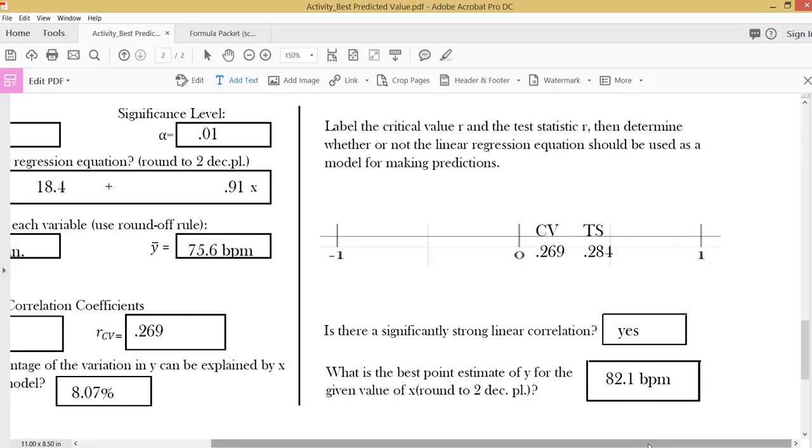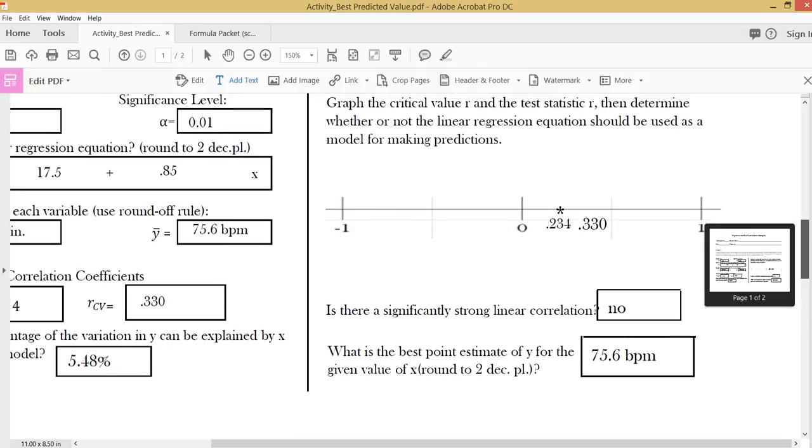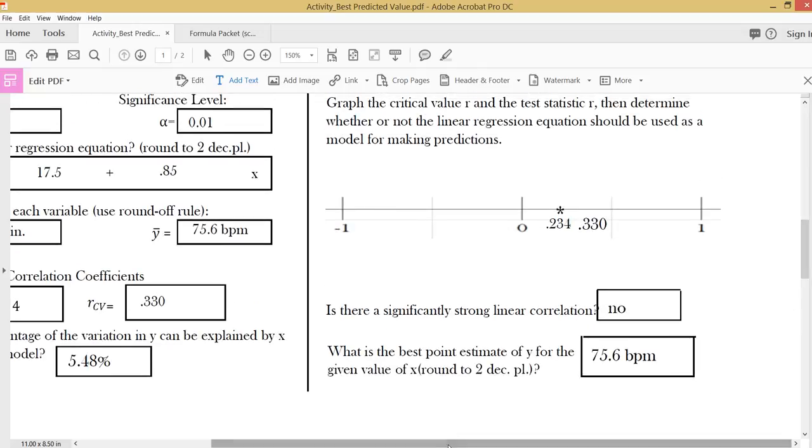However, if you do not have a high enough strength to meet the critical value or exceed it, then you will not be able to use this equation to make a prediction. You will be stuck with the next best thing, which is the average of the y variable from your sample average.